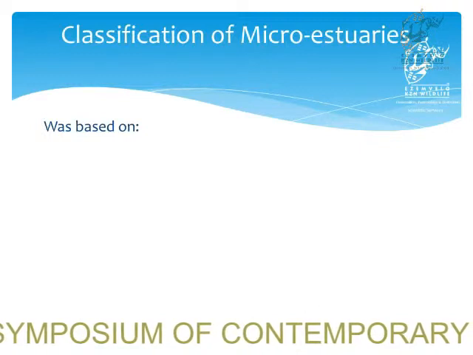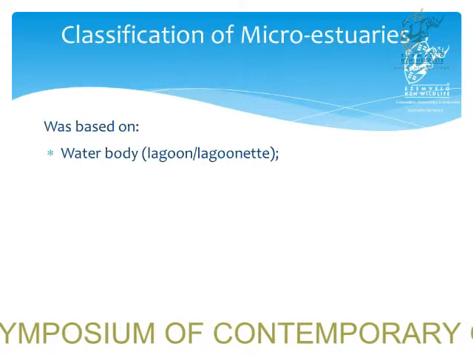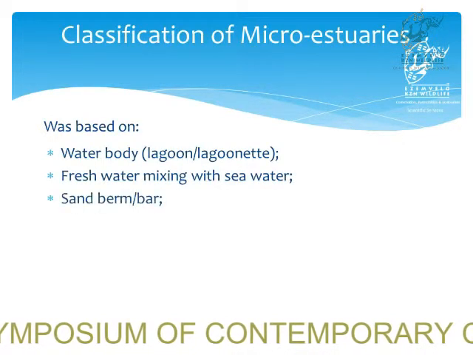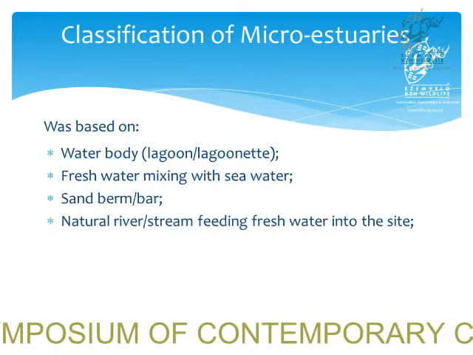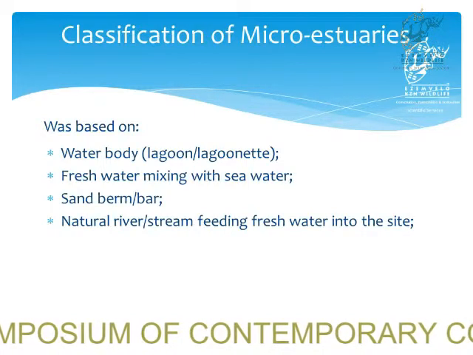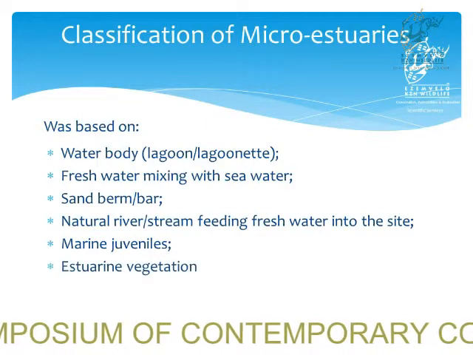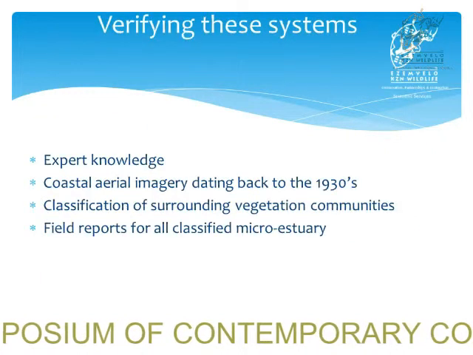The classification of these micro-estuaries was based on an obvious water body that was present on site, evidence of fresh water mixing with seawater, evidence of a sand dam or bar, evidence of a natural river or stream feeding fresh water into the site from the surrounding catchment, and evidence of marine juveniles, as well as evidence of estuarine vegetation around the water body.